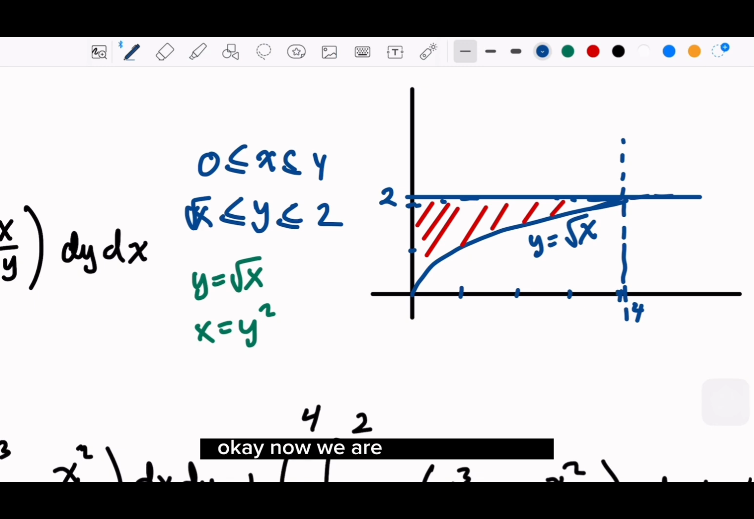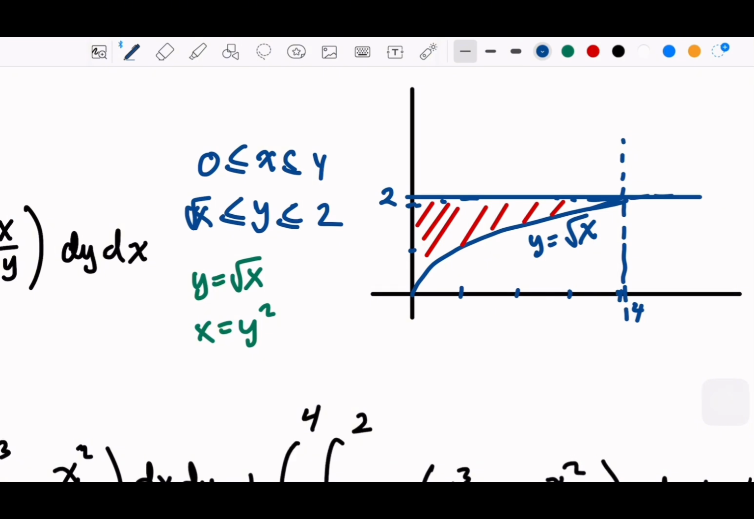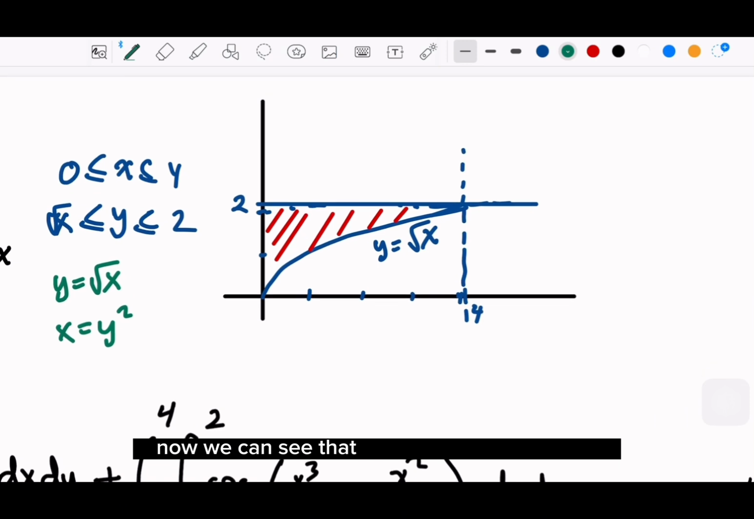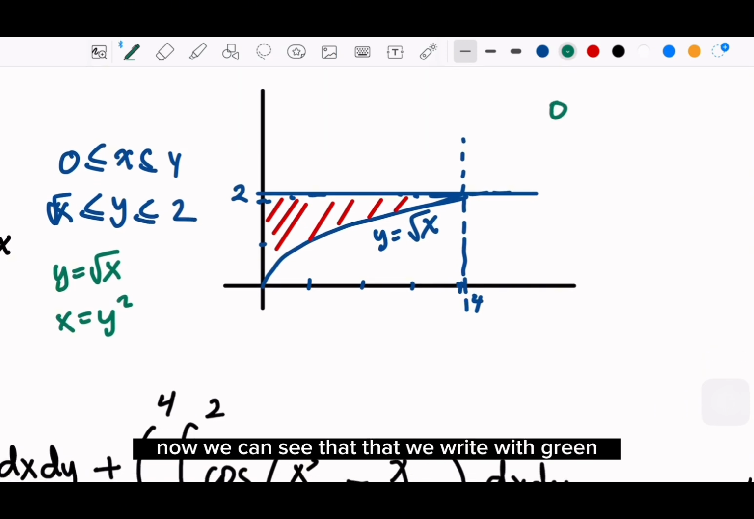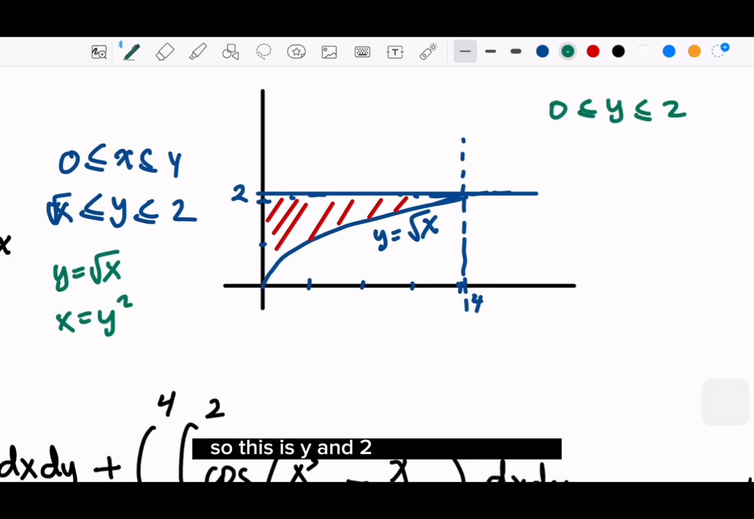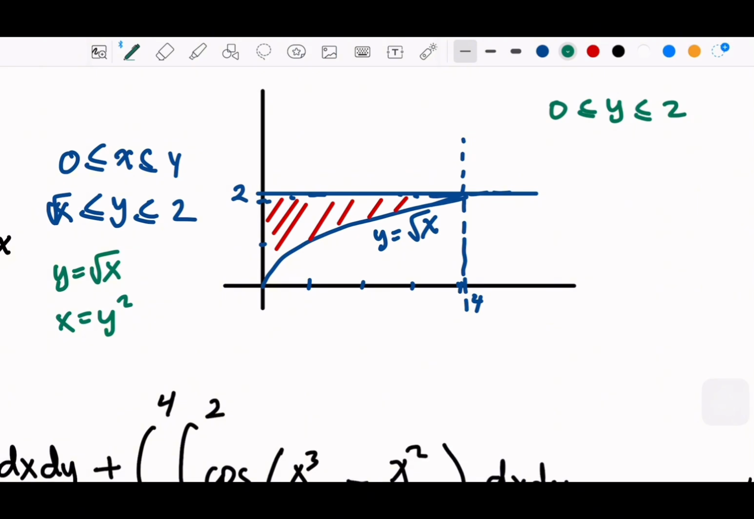Okay, now we are going to switch. Now we are going to make y-axis as a constant. So of course we see 0 and 2, right? Okay. So we write first. Now we can see that, let me write with green. So this is y and 2. And how about x? Where does it start?